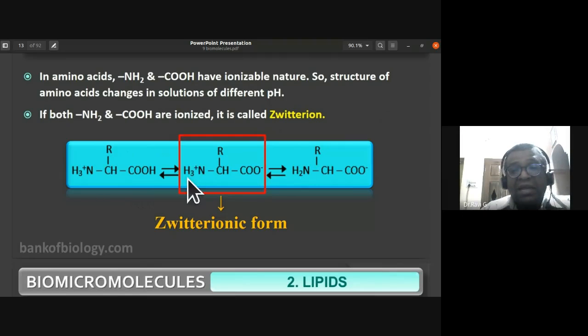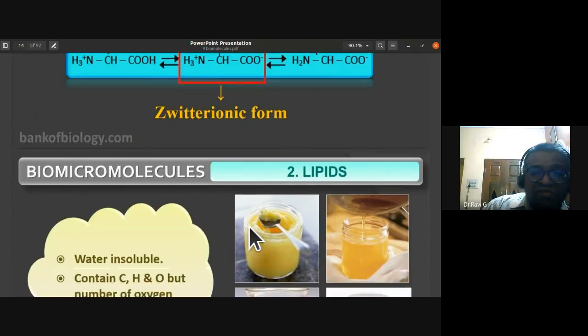If both the amino group and the carboxylic acid group are ionized, here you can notice both groups are ionized. We call this sort of amino acid, where both the amino and carboxylic acid groups are ionized, a zwitterion. This type of amino acid, where both groups are ionized, we call the zwitterionic form.